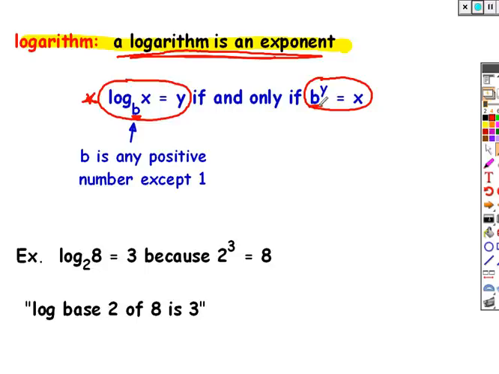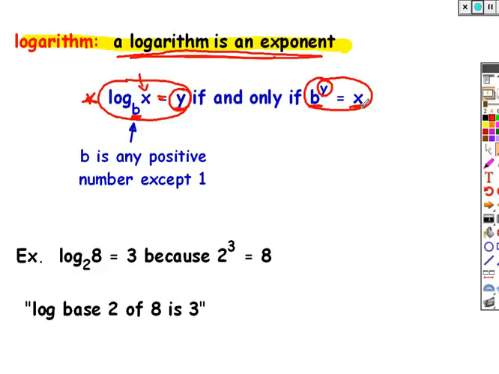What is a logarithm? Well, a logarithm is, what does this equal? A logarithm is an exponent. So this log here equals y. That means y is the exponent. And then the x value, whatever's in here, that's called the argument. So this means the base is b, the exponent is y, and b to the y should equal the argument, which is called x.